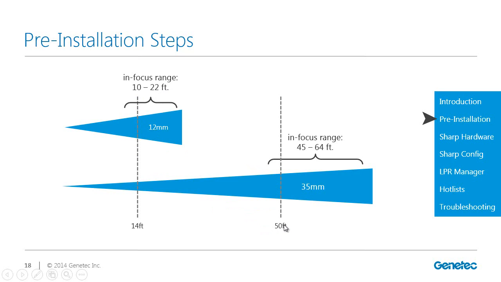However, if the plates are going to be passing farther away, such as 50 feet, we can see that this is very much outside the range of the 12mm lens, and we should be using a 35mm lens instead, which has an in-focus range of 45 to 64 feet. So when I'm talking about an in-focus range, anything past 64 feet won't really be read very well, and anything below 45 is going to be a little too out of focus as well. So you want to take a look and make sure we've got the right range for where the plate is passing within the view.